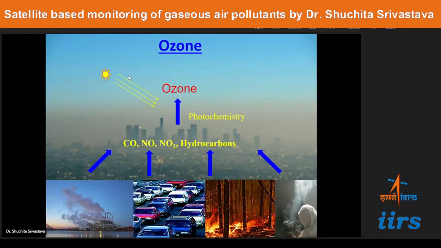Now coming to ozone. As we have seen in the previous slide, ozone is a secondary pollutant. Ozone is not directly emitted in the atmosphere. It is photochemically produced in the atmosphere from other pollutants like carbon monoxide, nitric oxide, nitrogen dioxide, and hydrocarbons. And sunlight is essential for ozone production because it is produced by photodissociation of NO2. So we will see how it is produced.